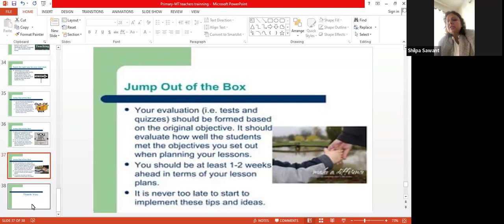Quizzes. How you are going to evaluate, how you are going to assess each student. Evaluations, the quizzes, the tests also should be planned well in advance. So that is what it is about.